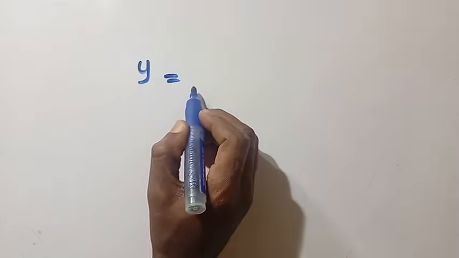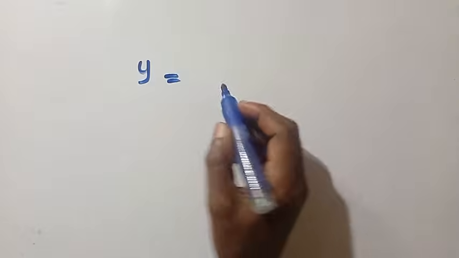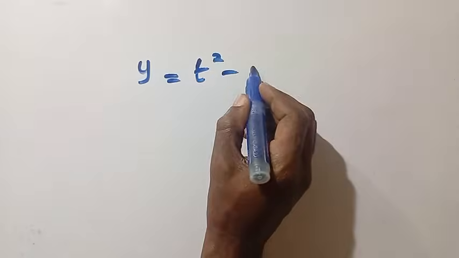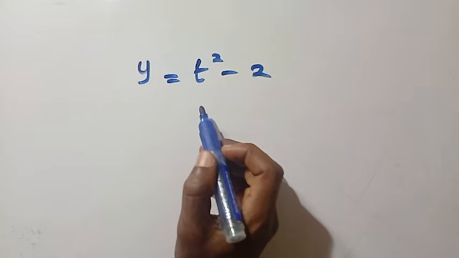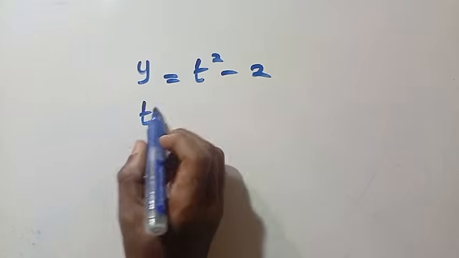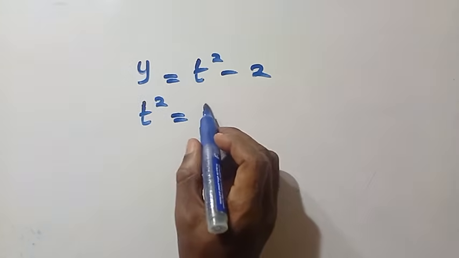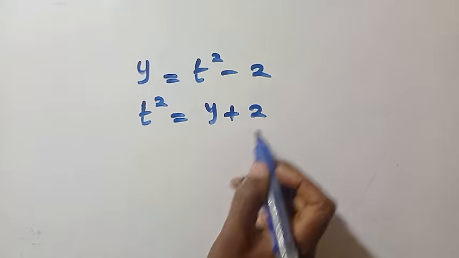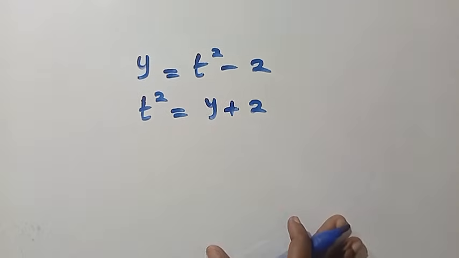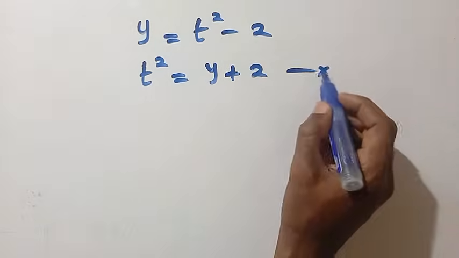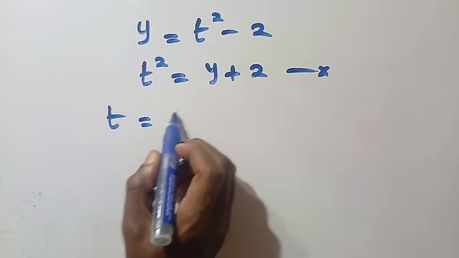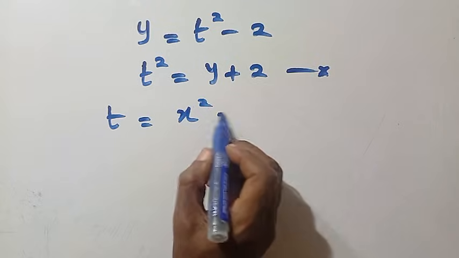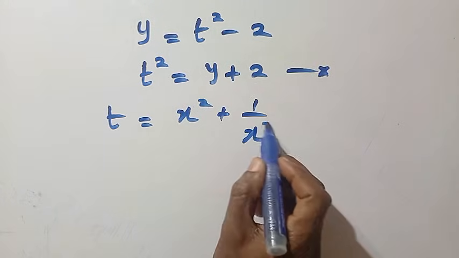From where we let y equal t squared minus 2, here we are going to make t squared the subject of the formula. Then we have t squared equals y plus 2. And also, if I recall, we let t equal x squared plus 1 divided by x squared.